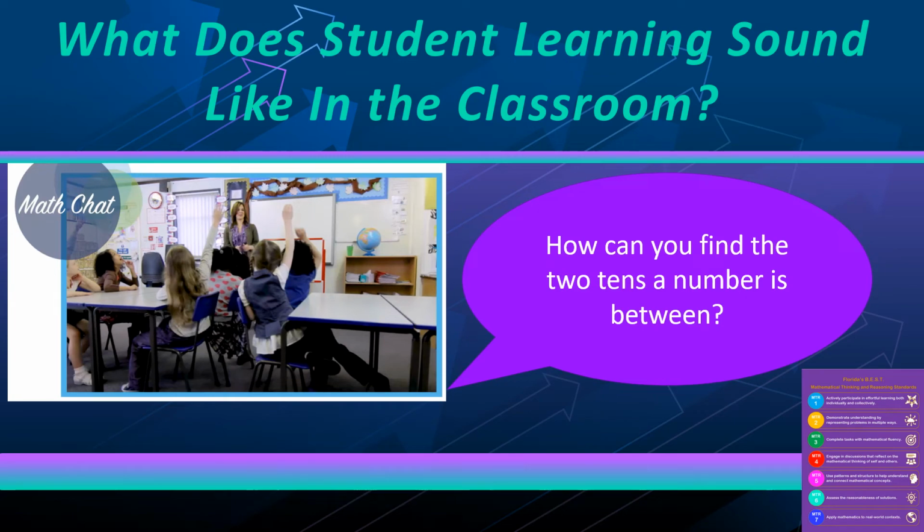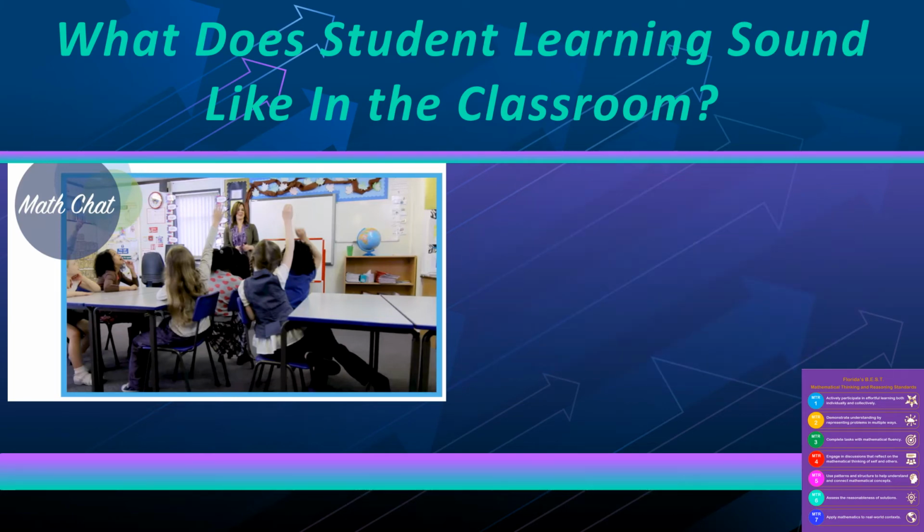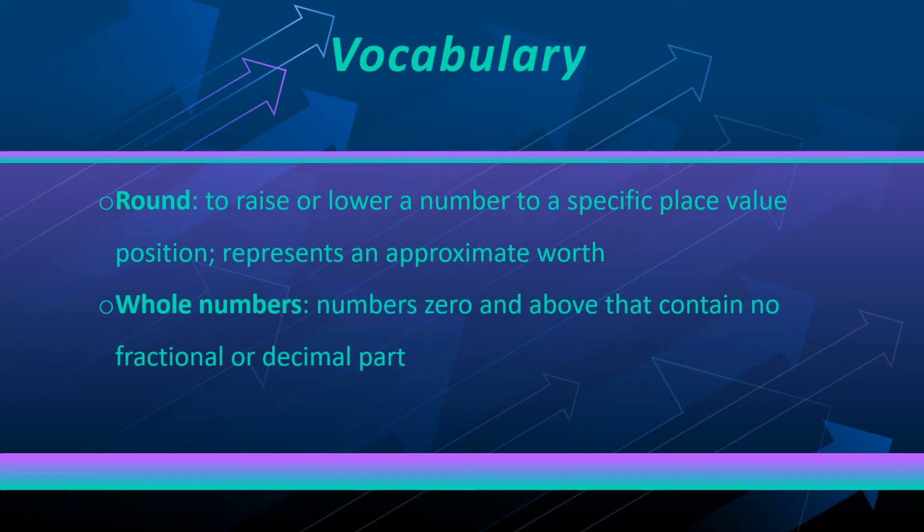How can you find the two tens a number is between? What process did you use to round to the nearest 10? How did you know whether to round up or down? As students explore rounding numbers, we should hear students and teachers utilizing correct mathematical vocabulary. Here's a list of some vocabulary we would expect to hear in this unit. These words can be found on STEMscopes parent letter as well.